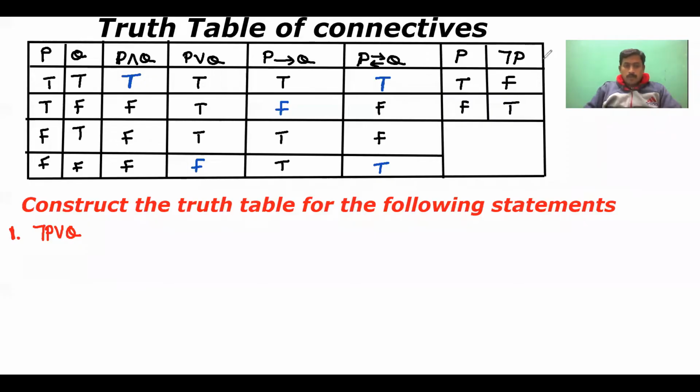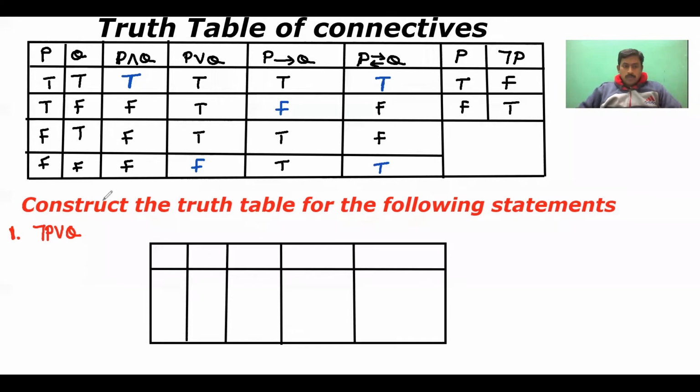We will see a problem based on truth table. Construct the truth table for the following statement. The statement is given as not P or Q. From the given problem, we should identify how many variables are involved and what are all the terms we have to find first. In this problem, two variables are involved, so our combination is 2 power 2.